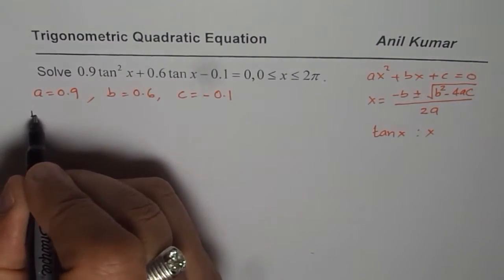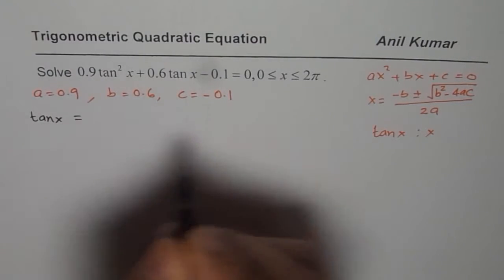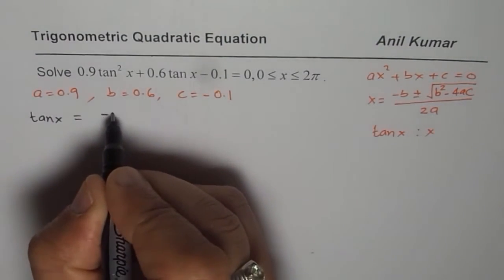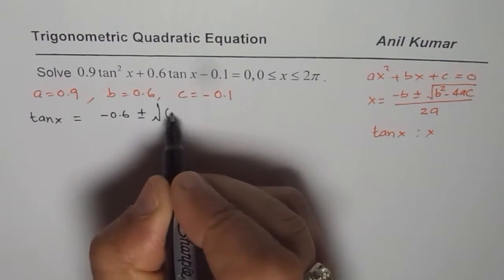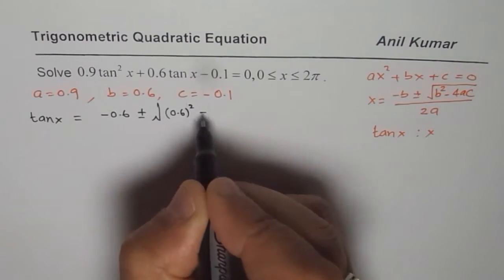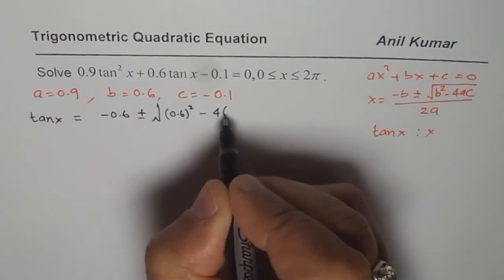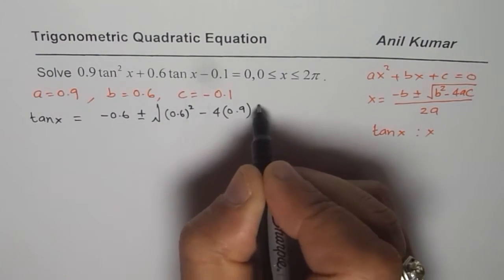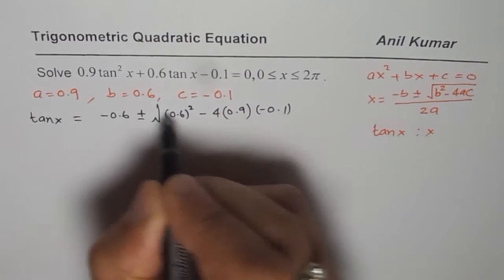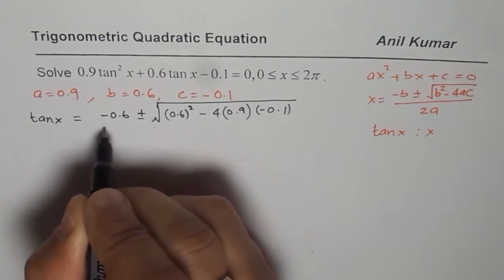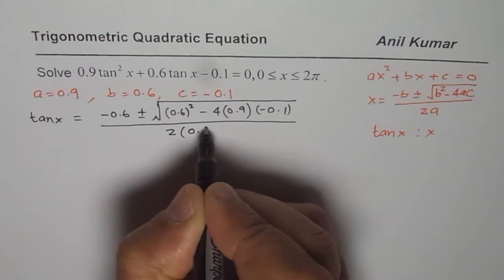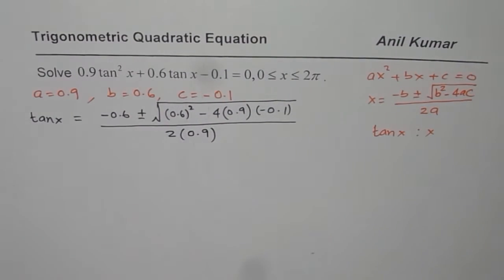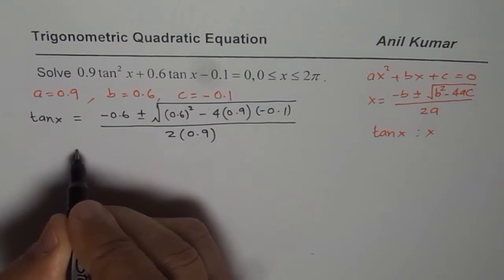So we can now write tan x as equals to minus of b, means minus 0.6, plus minus square root of b square, means 0.6 whole square, minus 4 times a, which is 0.9, and c, which is minus 0.1, square root, divided by 2 times a, which is 0.9. So that becomes our formula for finding tan of x.